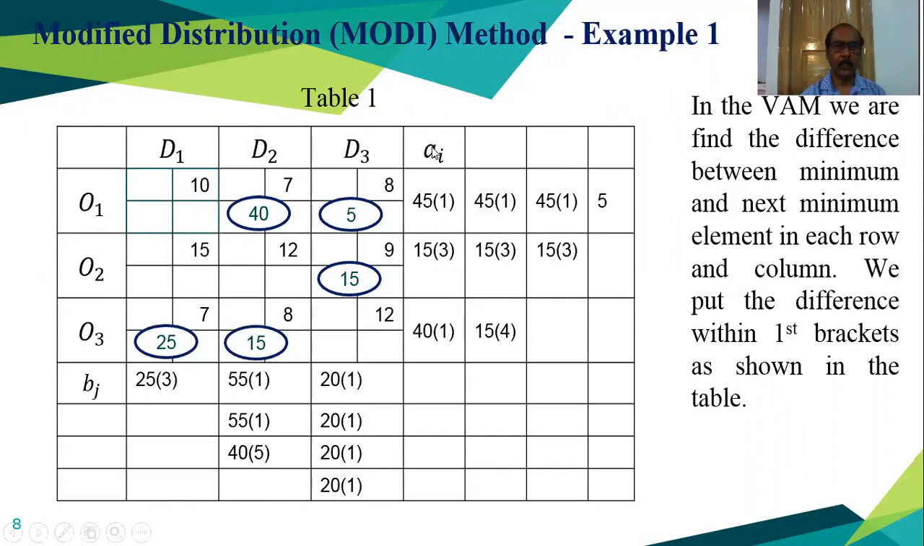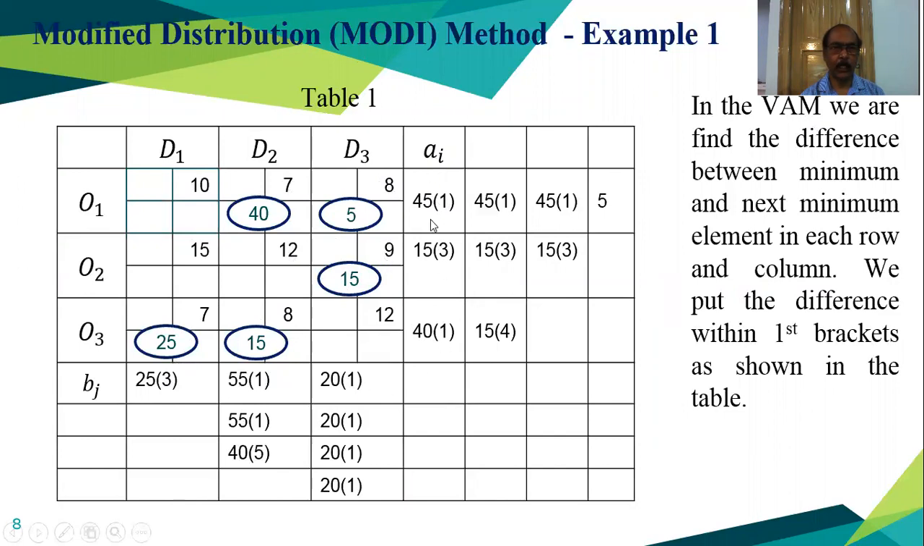First we are calculating the penalty cost, by finding the difference between the least and the next least cost. Least and next least difference is 1. Least and next least difference is 3. Least and next least difference is 1. So these are the row penalties. Now we have to find out the column penalty. 15 and 10 difference is 3. 7 and 10 difference is 3. 7 and 8 difference is 1. Here 8 and 9 difference is 1.